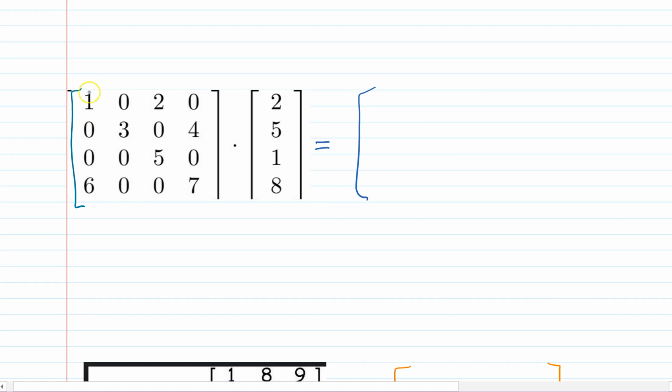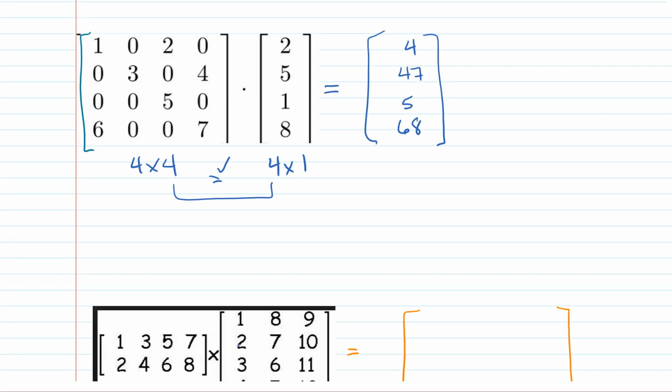Let's make sure it's defined. So we have 4 rows, 4 columns. You have 4 rows, 1 column. So yes, it is, and you're going to get a 4 by 1. So try this, see what your answer is, and there's your answer. I hope you did that right.